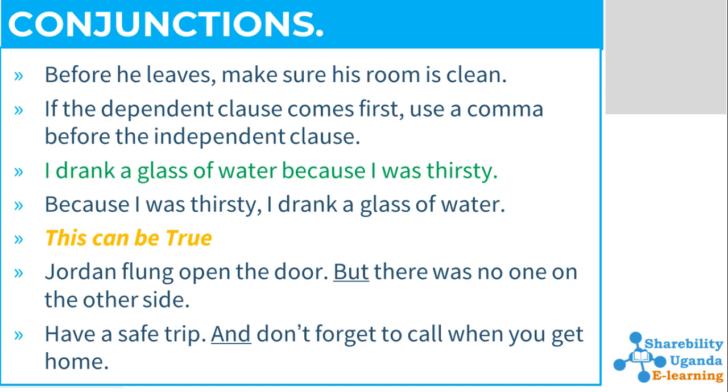Another example can be, Jordan opened the door, but there was no one on the other side. Well, you can use the comma like we have discussed to connect these two ideas using the subordinating clause or the subordinating conjunction.